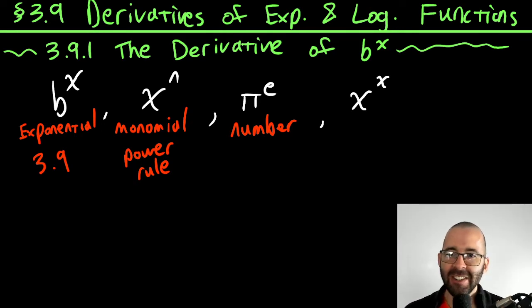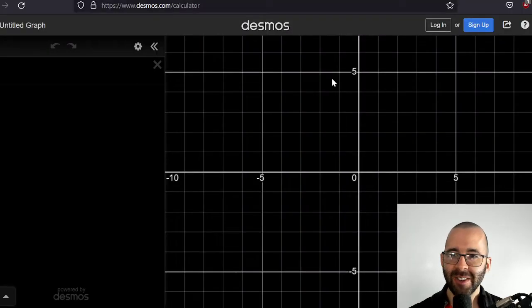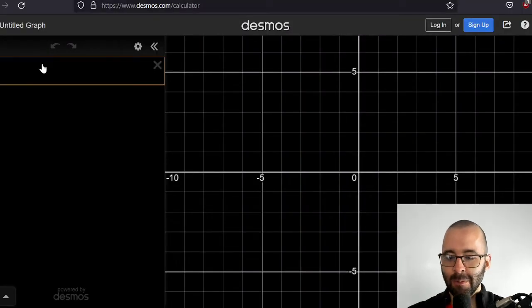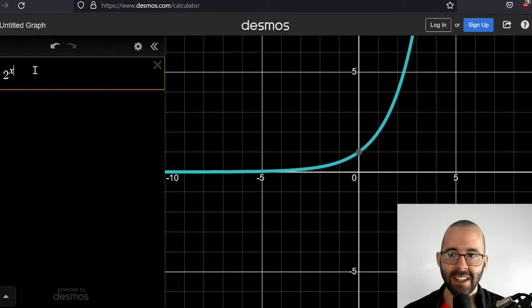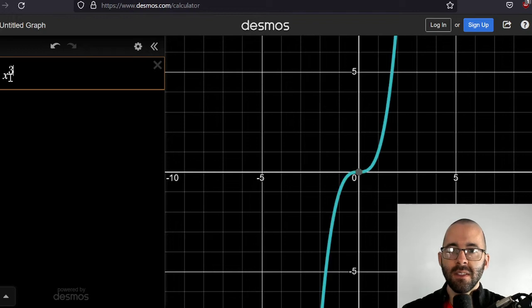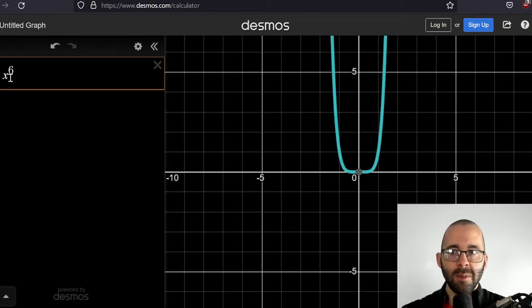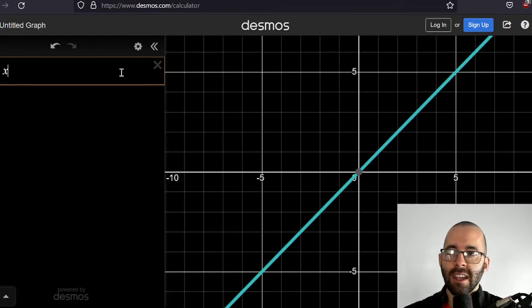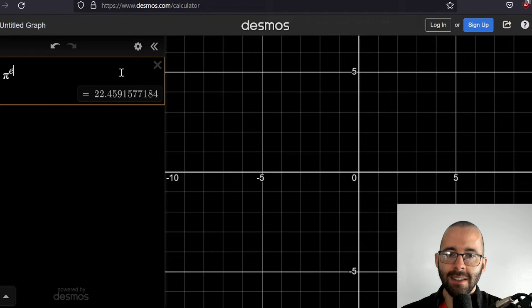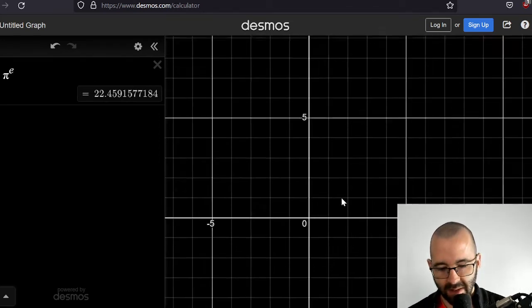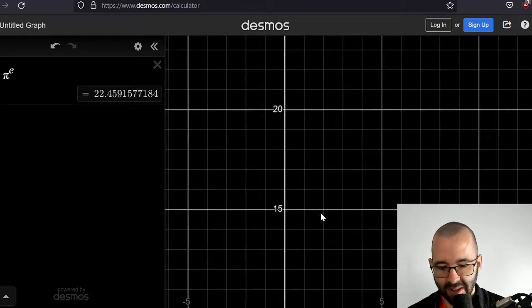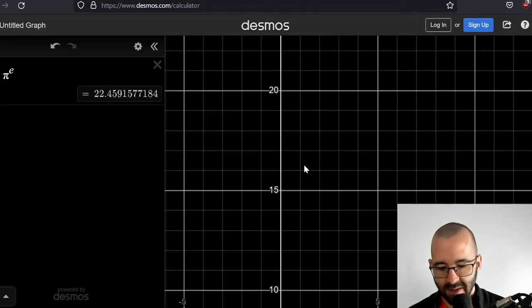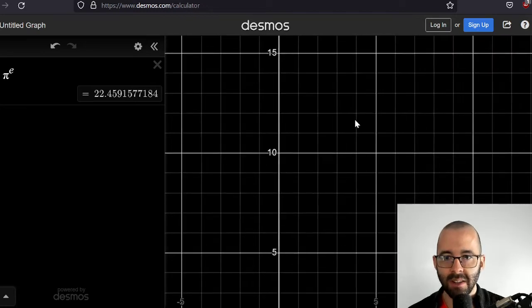Let's use Desmos and let's talk about some of these things. So b to the x is something like this. This is our exponential function, as opposed to monomials, which are like all of these. All of these are monomials, and this is where we use the power rule. Okay, and then again, pi to the e. That's just a constant. Wait, is it really? Oh, it's 22. So it's just this constant function way up here.